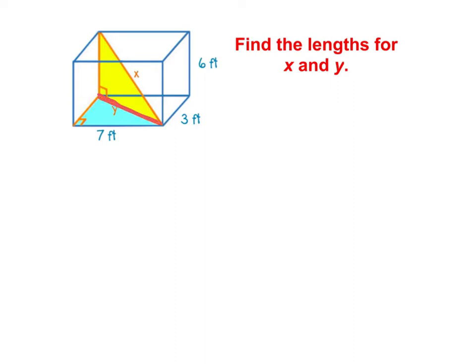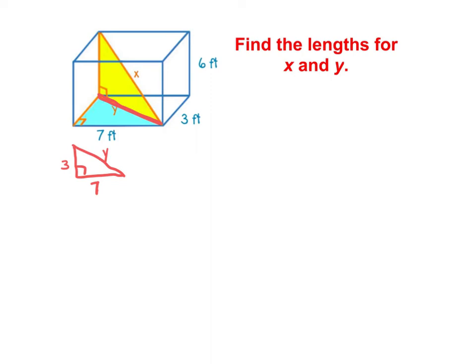And when we look at this triangle, we have a triangle where this is 7. We need to know this length. This is the same as this, so this is 3. And we are trying to find y. Is y a hypotenuse or a leg? Because y is across from the right angle, this is our hypotenuse.